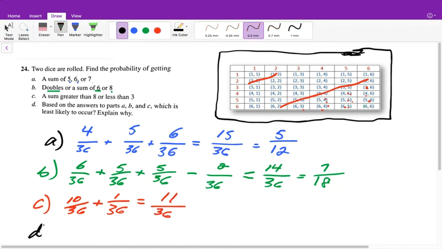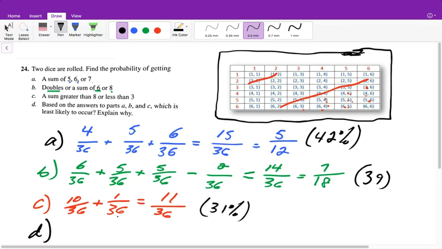And our final one for D, based on the answers to parts A, B, and C, which is least likely to occur. So that means for these ones, we would have to go ahead and find the actual probability. So the decimal or percentage value. So this one is roughly 42% chance. This one is 39% chance. And this one is 31% chance. So our final answer for this one, the one that's least likely, is going to be letter C.